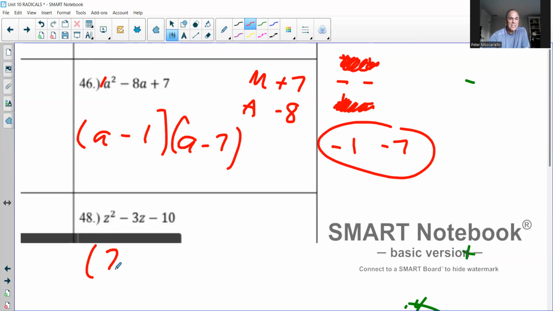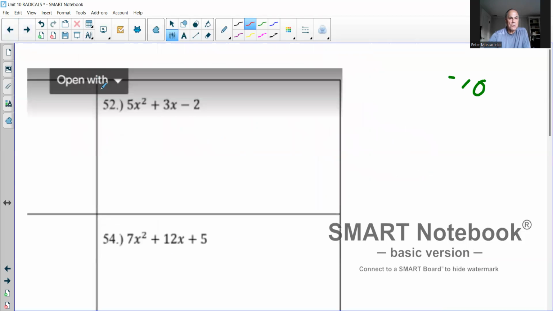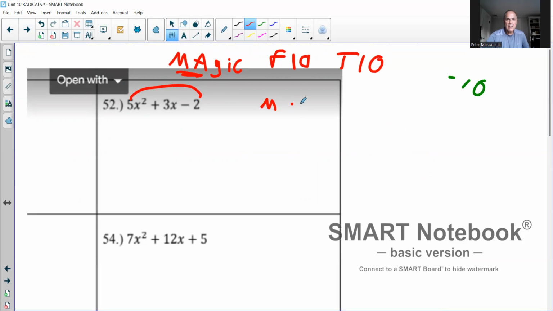And 48, did you get z minus 5 and z plus 2? Good. All right, then our last group is when the lead coefficient is not 1. So this is our magic. The MA in magic is multiplies to -10, adds to positive 3. So, MA. All right, so this stuff we've done before.